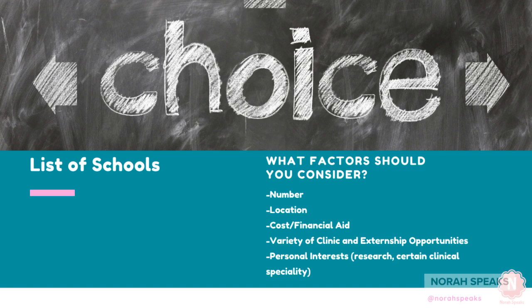What should you consider when making your list of schools? Think about a number. I recommend between 5 and 9. Too many and it's too much work, and too little, maybe you won't feel confident that you'll get into a school. It's nice to have options, although this is not the best method for everyone.